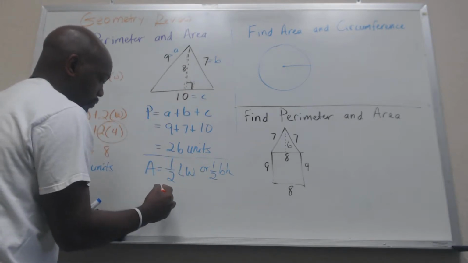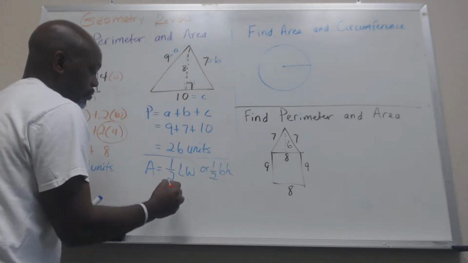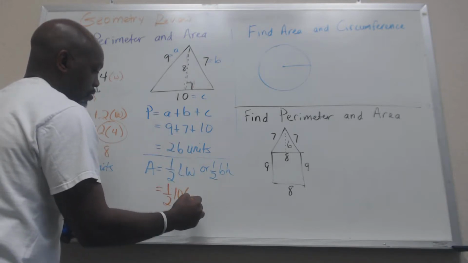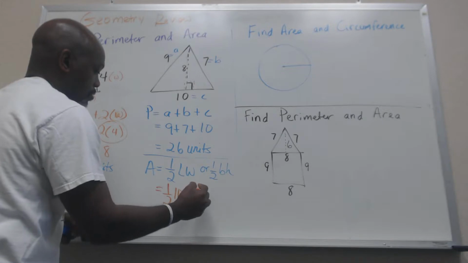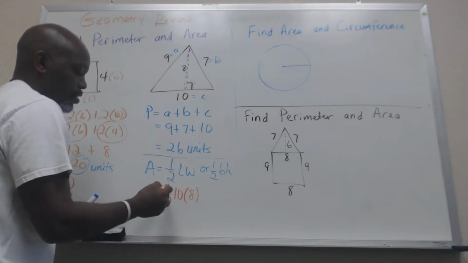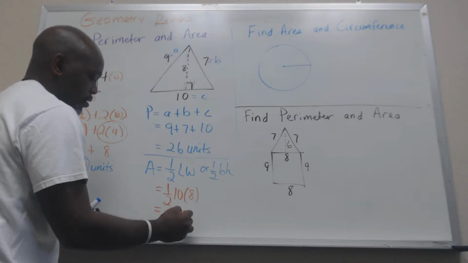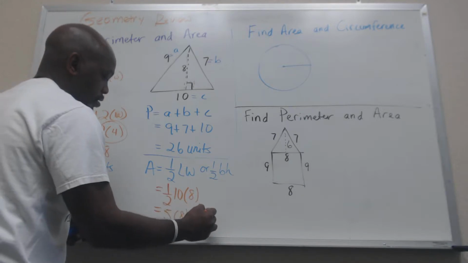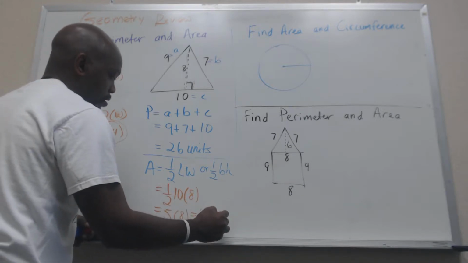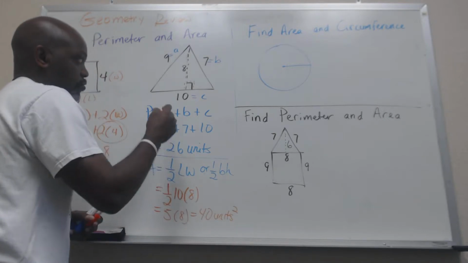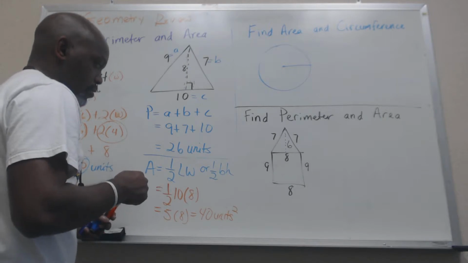So we follow the formula, half of the base, which is 10, times the height, which is 8. You can do order of operations, half of 10 is 5, then times 8 equals 40. In this case, it's units squared because there are two dimensions, length and width.